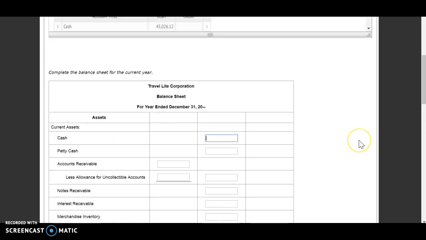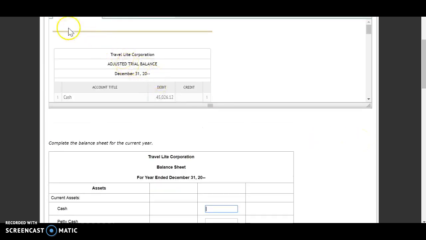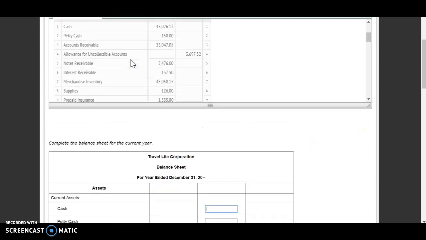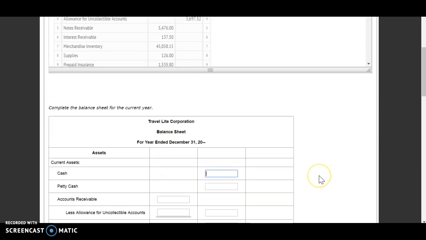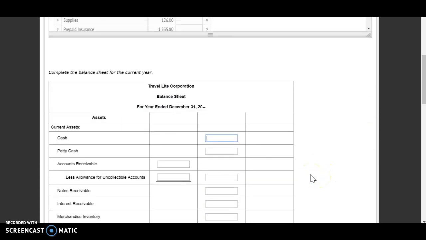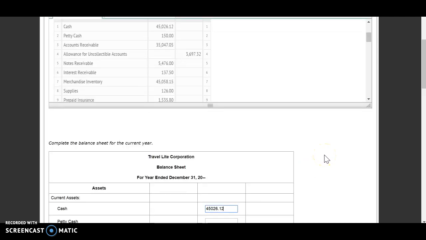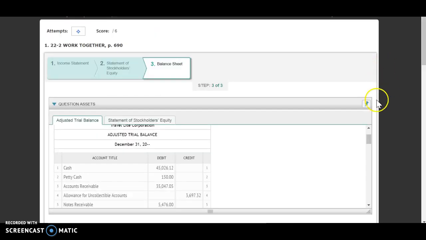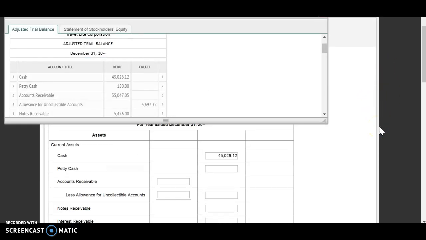So first thing it asks for is our cash. We're going to use our adjusted trial balance here. So our cash amount is going to be $45,026.12. Okay, second thing is going to be our petty cash. Petty cash is $150.